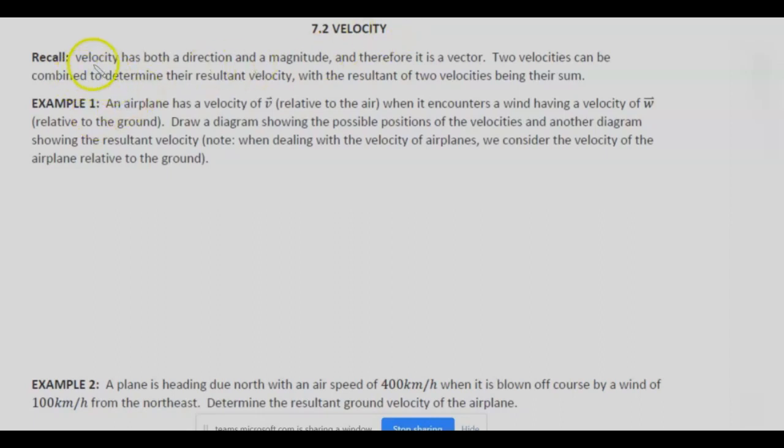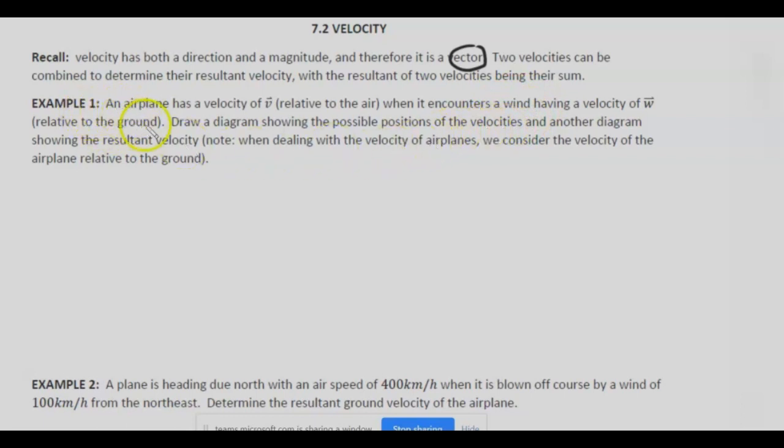Okay, 7.2, velocity. So let's recall. Velocity has both a direction and magnitude, and therefore it's a vector. Two vectors can be combined to determine their resultant velocity, with the resultant of two velocities being their sum.